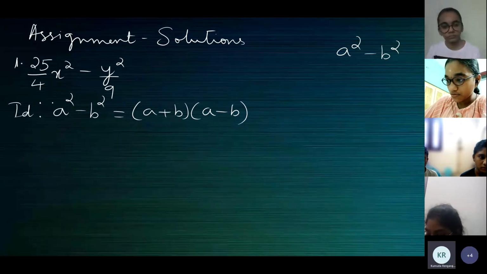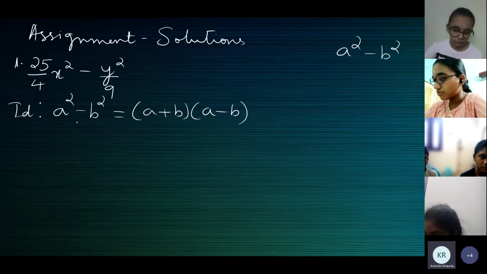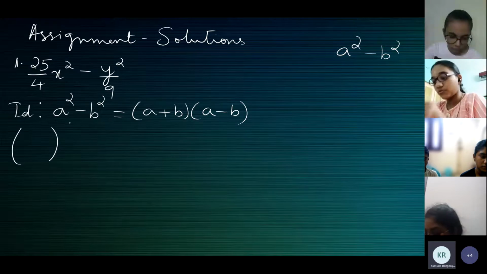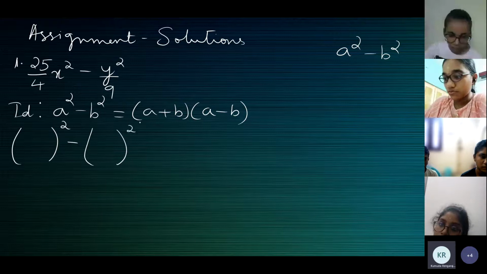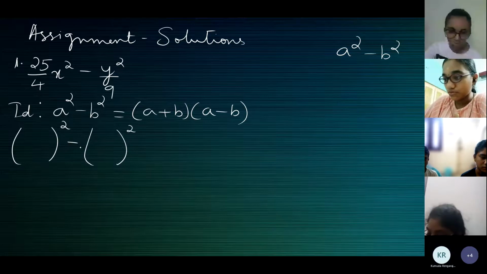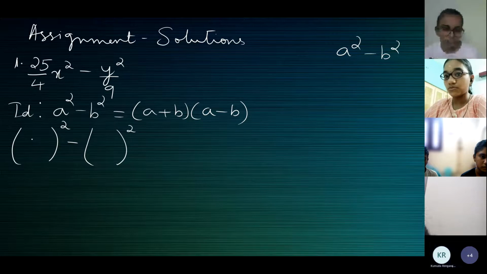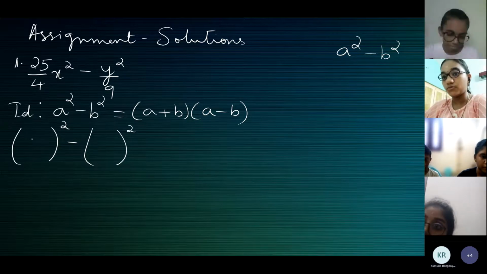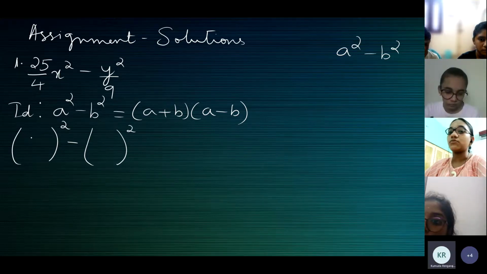So you must first write the given expression as a the whole square minus b the whole square. So see here, I'll use empty brackets. A the whole square minus b the whole square. So now the square of which rational number is 25 by 4? 5 by 2. The square of the rational number 5 by 2 is 25 by 4.